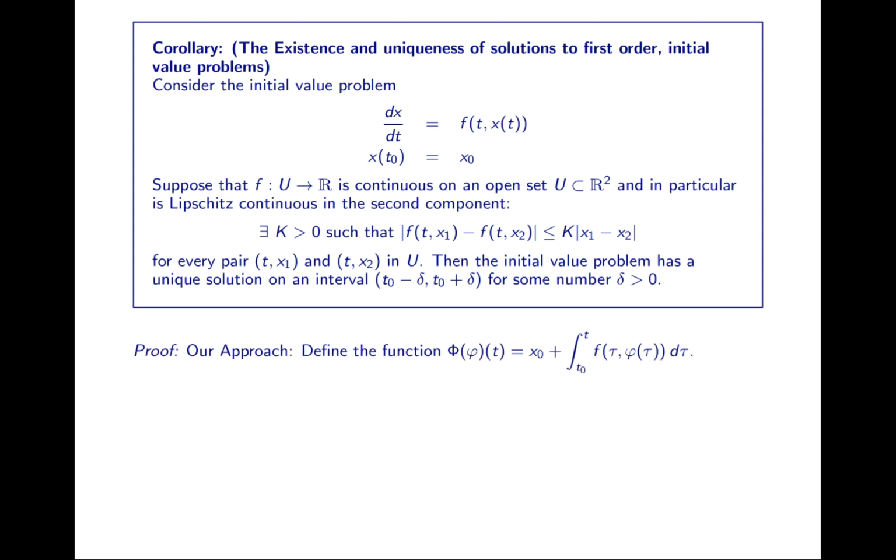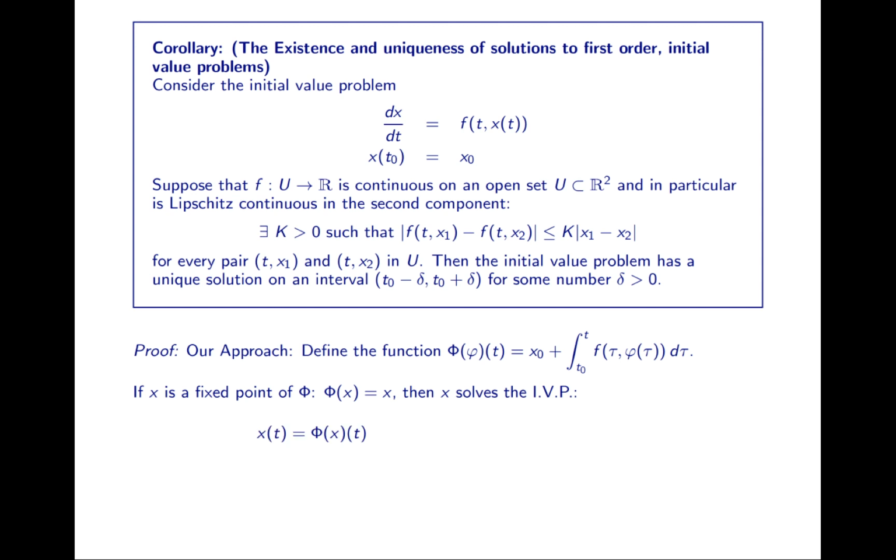So our approach is we're going to define a mapping, phi, from functions to functions. Right? So little phi is a function, and it's going to get mapped by big phi to this function of t. Tau is our integral variable, so after we take a definite integral, we'll get a function of t. Now, if big phi has a fixed point x, in other words, big phi of x equals x, then x solves the initial value problem.